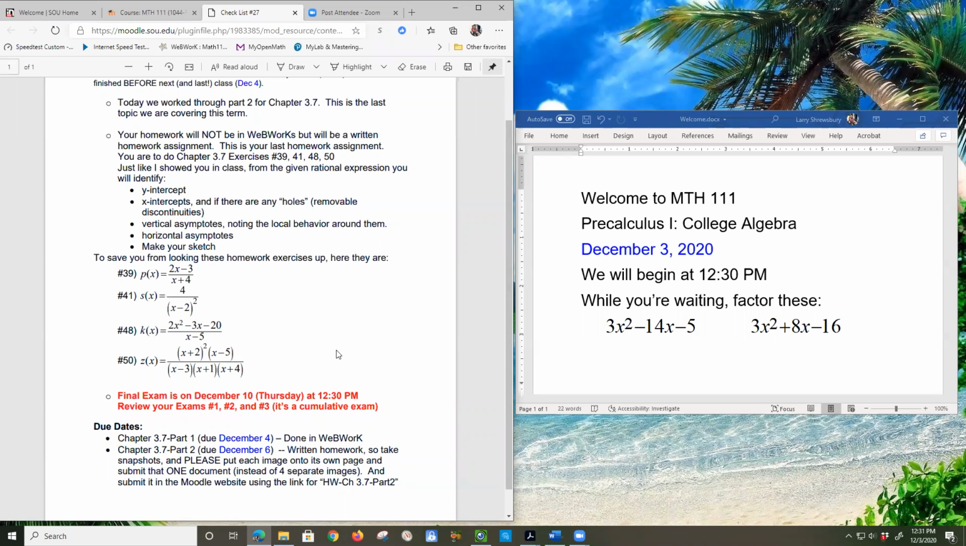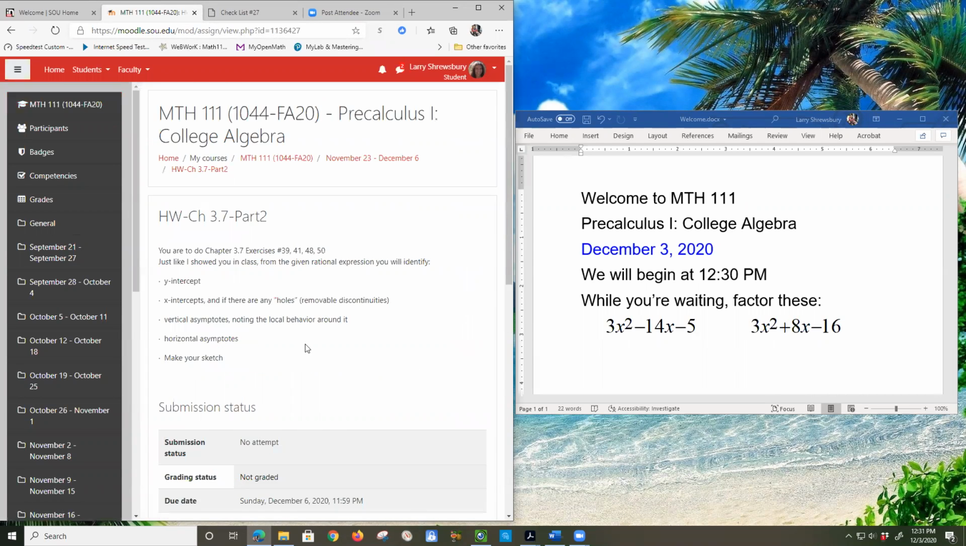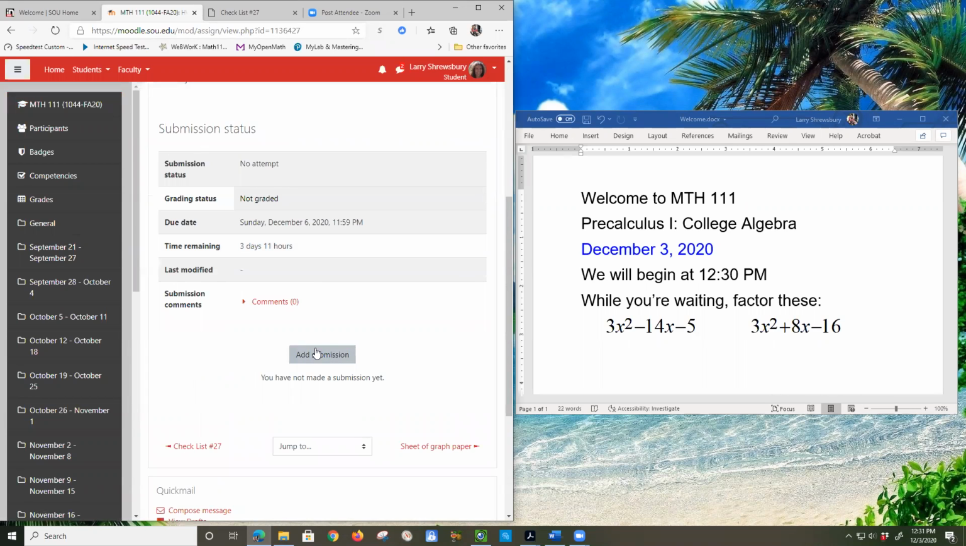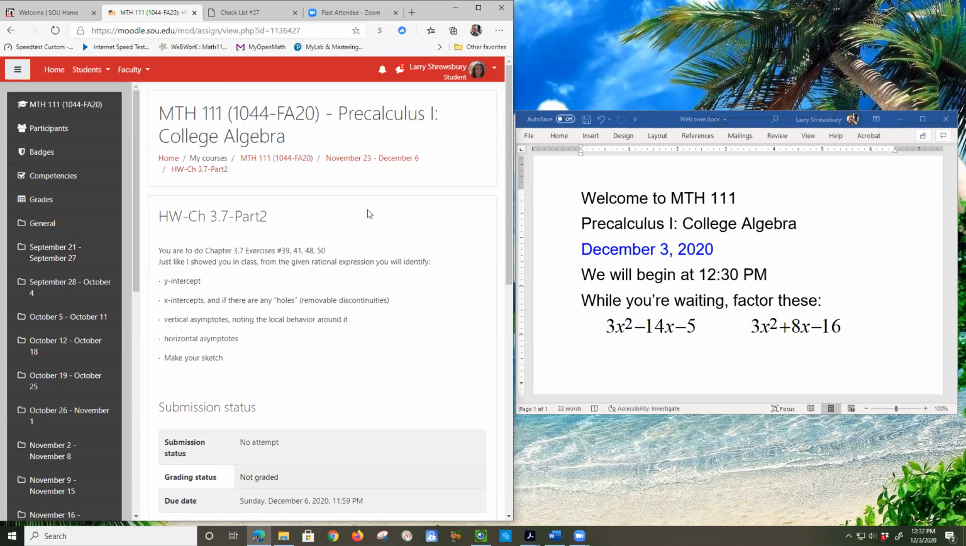Of course, as with one other like this, you will scan these and put each scan onto its own page in a document. And then you'll go over here to submit it, where you click on this. Then you scroll down, click on add submission and submit that one document. So please send me one document. Please don't send me 4 images, because then I just have to go and put them all together. I really appreciate it if you would do that for me. Okay, let's get back here.